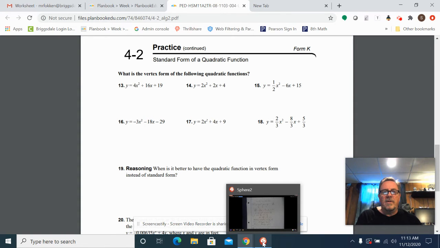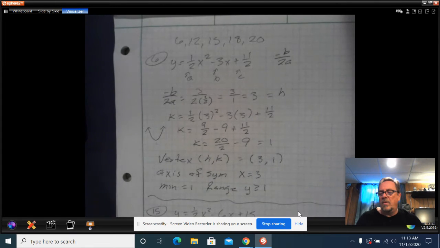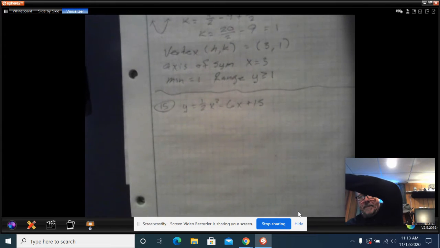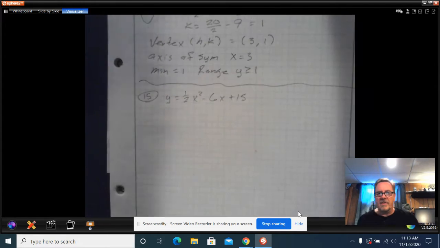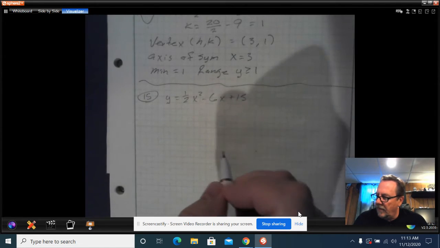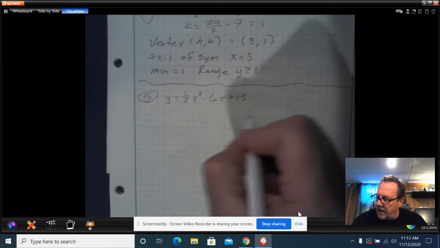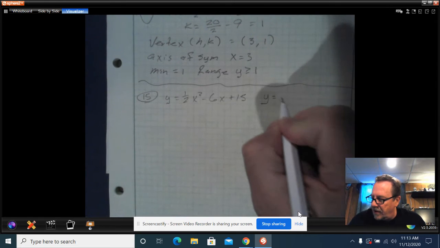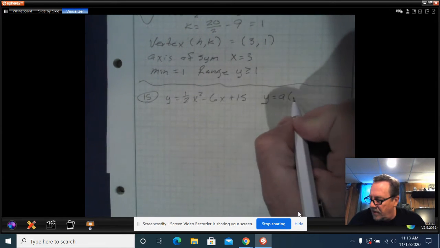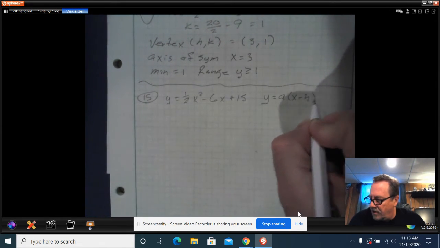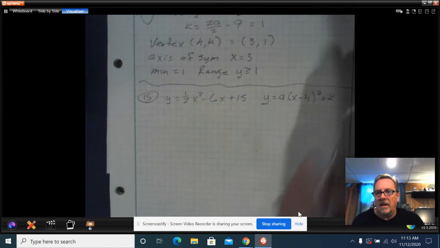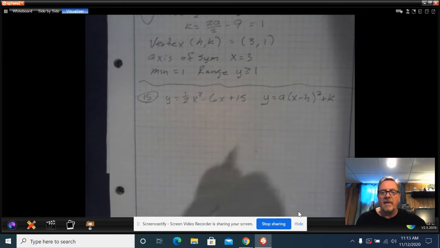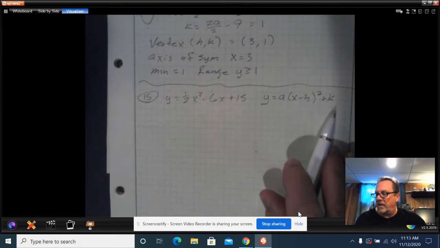Just putting it into vertex form. So we're going to do very much the same thing that we did before, only this time it's this function. And remember what vertex form looks like. Y is equal to some a times x minus h quantity squared plus k. That's vertex form. So we're going to try and make this one look like this one. And again, we need to find our h and our k.